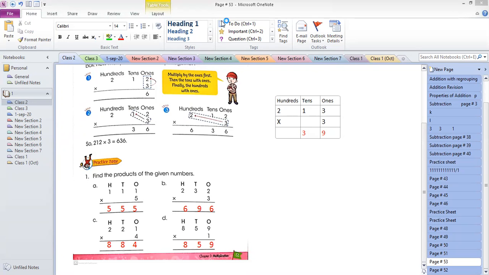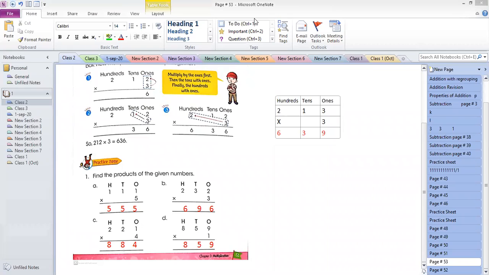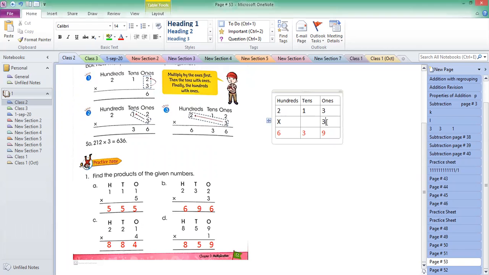Abdul Rahim Fadi. Yes, sir. What number should I write here in the answer? 6. Why? Because 3 multiplied by 2 equals 6. Very good. One more question for practice. 2, 1, 3 multiplied by now 2.